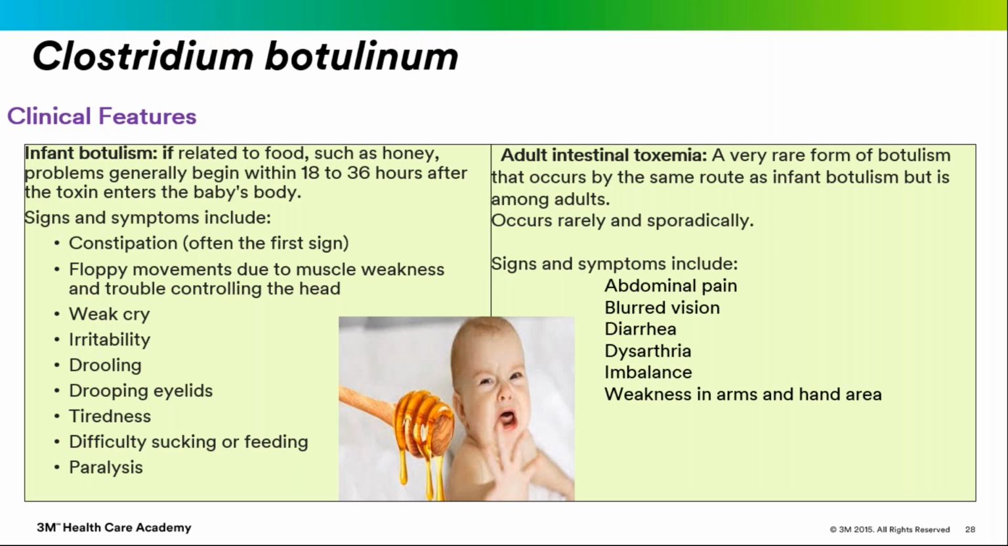Under adult intestinal toxemia, a very rare form of botulism that occurs by the same route as infant botulism but is not that common in adults, occurs rarely and sporadically. Signs and symptoms include abdominal pain, blurred vision, diarrhea, dysentery, imbalance, weakness in arms and hand area.